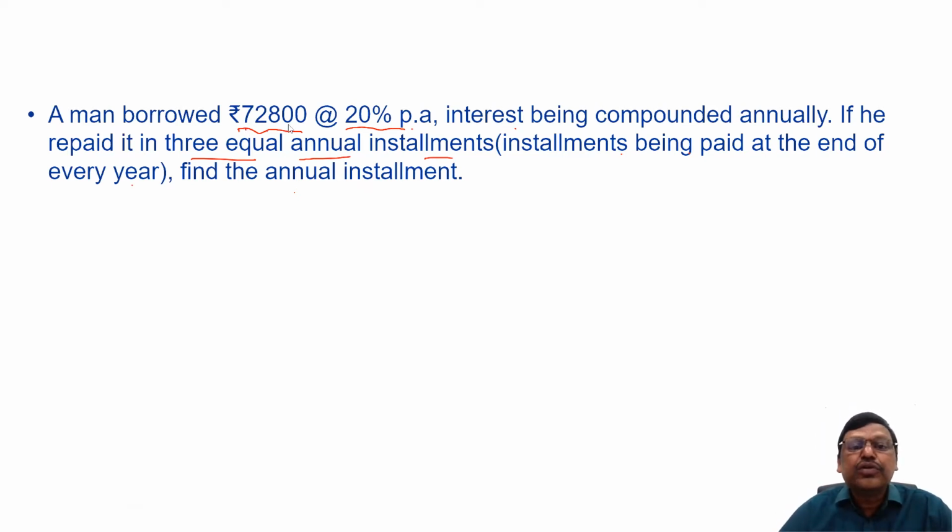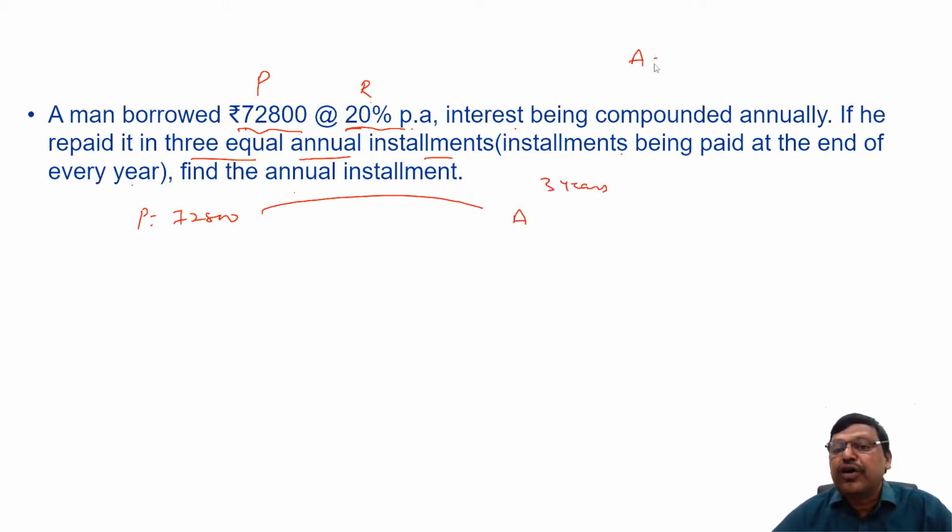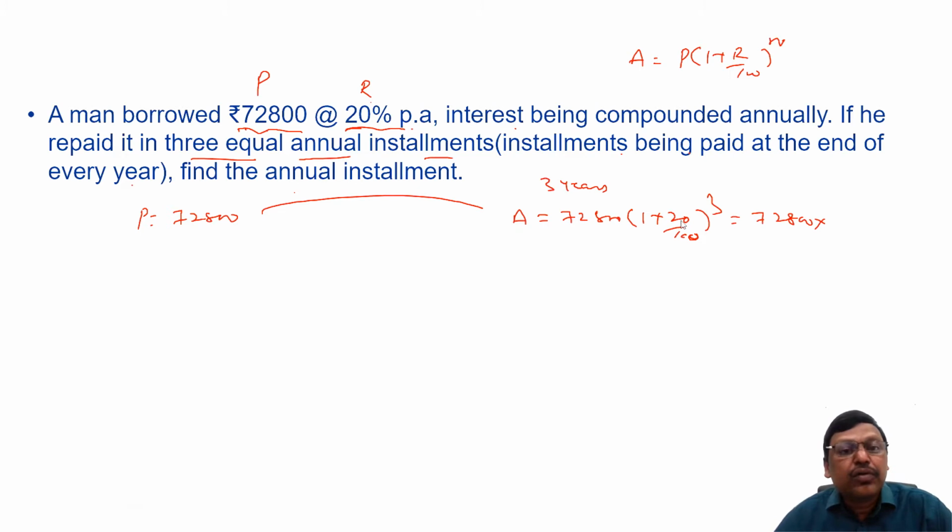Now, he borrowed 72,800, that is the principal. The sum borrowed is 72,800. The rate of interest is 20% per annum. Suppose he has not repaid anything in between, at the end of 3 years, what would have been the total amount? You know, the total amount formula is P into (1 plus R by 100) whole power N. So the total amount will be the sum borrowed, 72,800, into (1 plus 20 by 100) whole cube. 20 by 100 is 0.2, so 1.2 whole cube will be 1.728. Let it be, we'll come back to it.